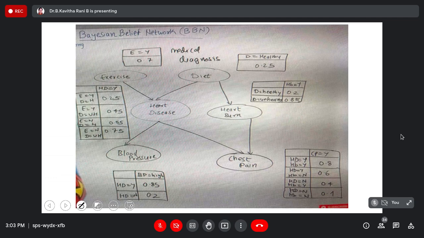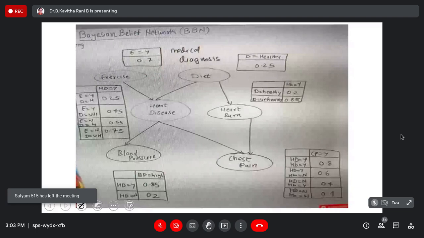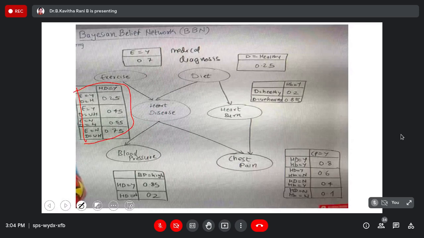So this is one example for medical diagnosis. Exercise is equal to yes, that is 70%. Okay, you have different variables: exercise, diet, heart disease, heartburn, blood pressure, chest pain. So how one particular variable depends on another, how it influences the other variable. Okay, so for exercise, this is the table. HD is nothing but heart disease. If heart disease is yes, exercise also yes, diet is equal to healthy, heartburn, then the probability is 0.25. So likewise, we have to create these tables.